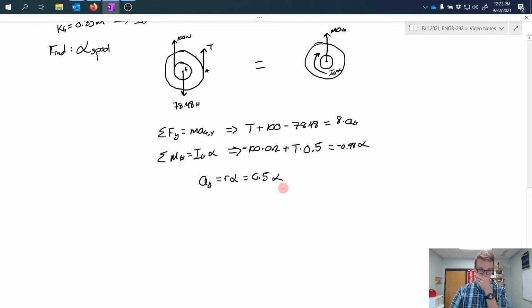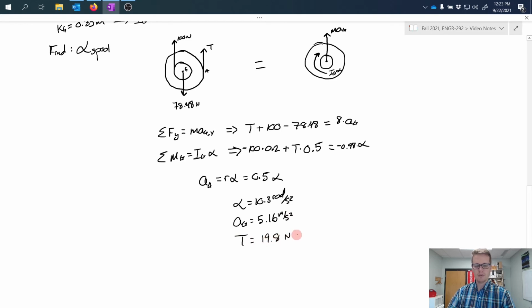All right, so from this, I can go ahead and substitute this into the top equation. Now I have two equations and two unknowns. And if I solve them all, I get alpha equals 10.3 radians per second squared. a_G equals 5.16 meters per second squared. And the tension in the rope is 19.8 newtons. So I didn't necessarily need to solve for a_G and T, except that they're part of the same system of equations, and therefore I needed them to be able to solve for alpha.